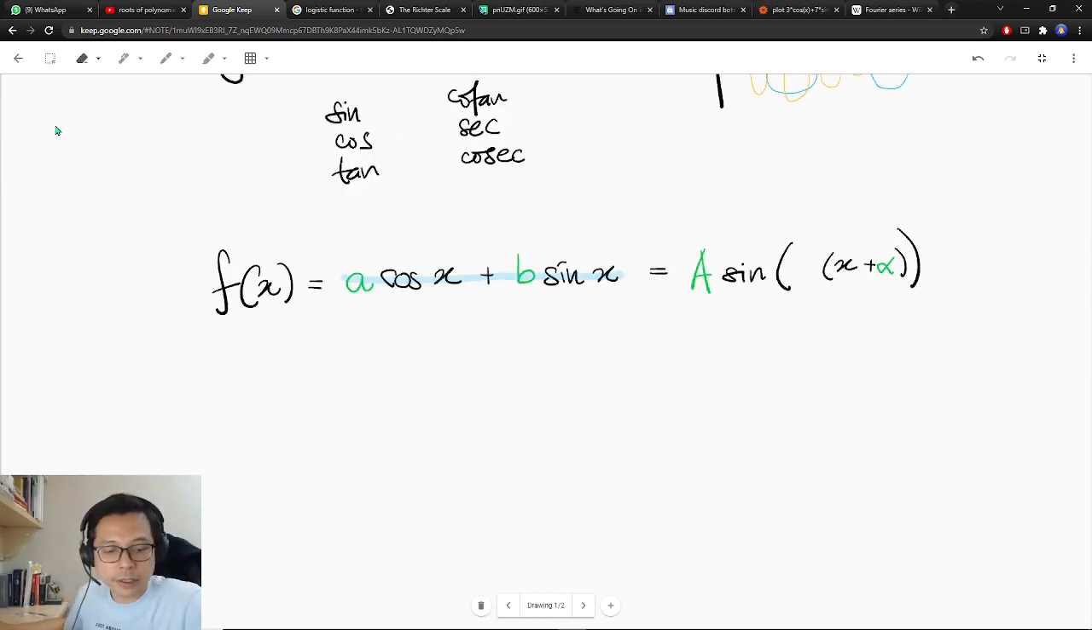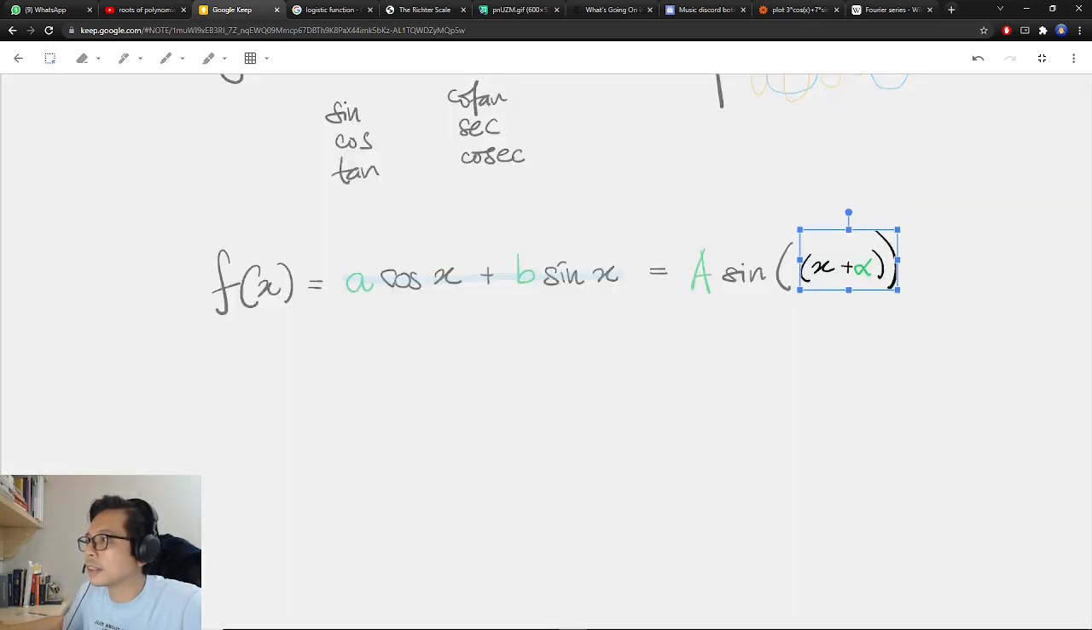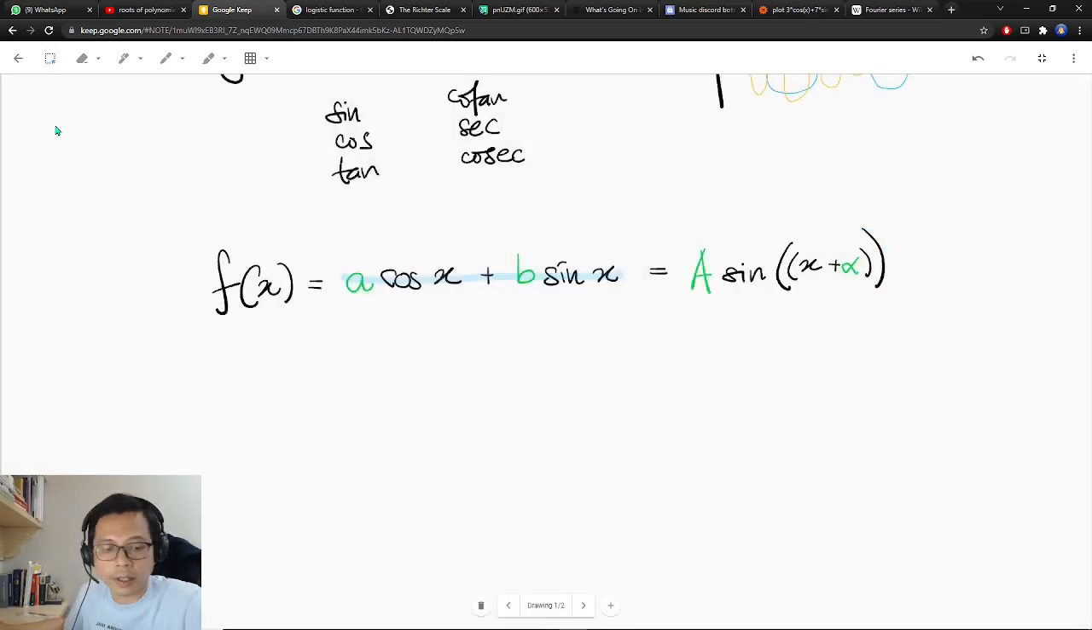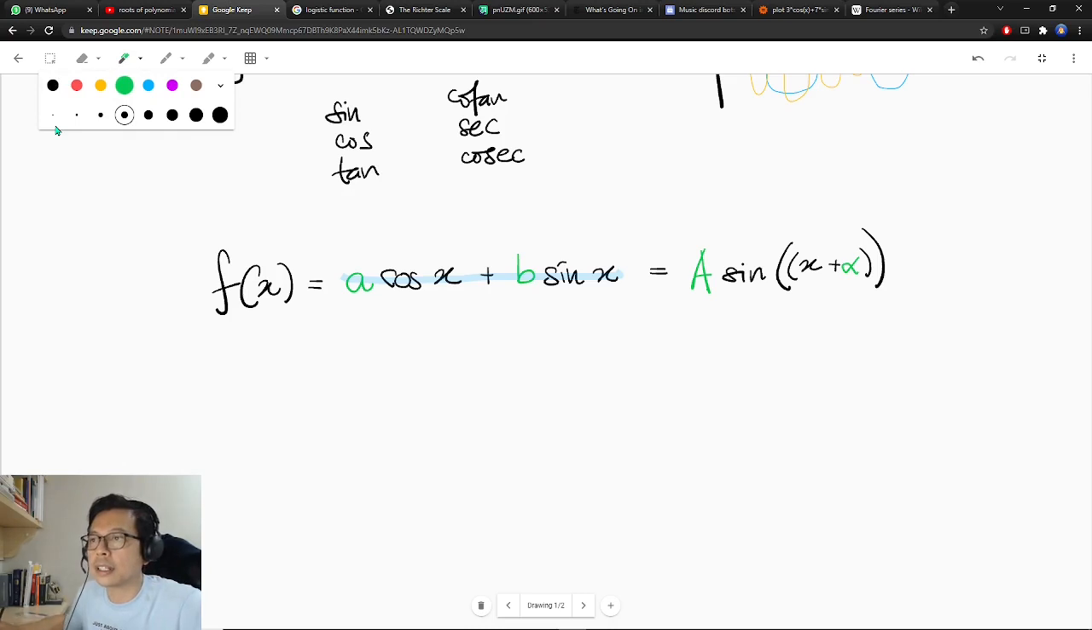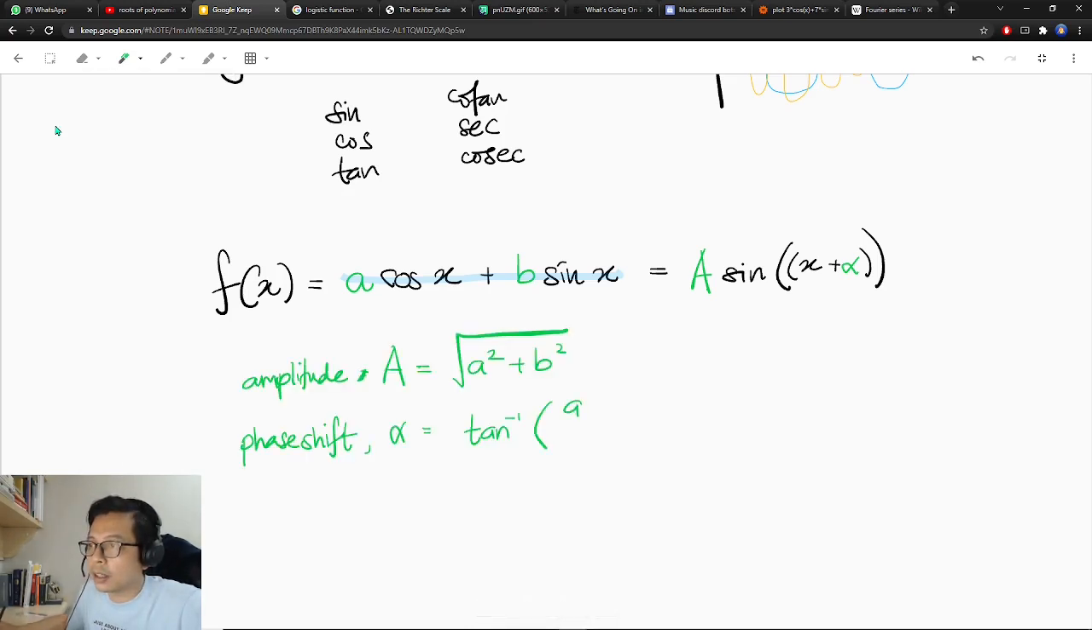You can always represent it as A times sine of x plus alpha, like that. Now, how do you find big A in terms of small a and b, and how do you find alpha in terms of small a and b? So the formula is this. You've got to write it down here. In this case, a over b. So you got this, you can find this.